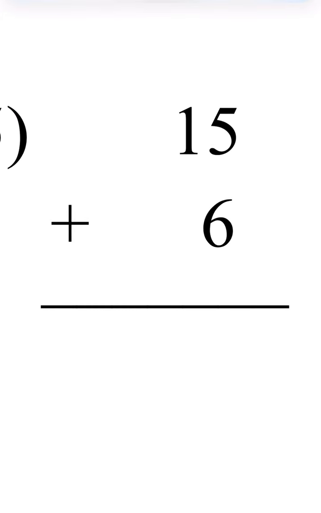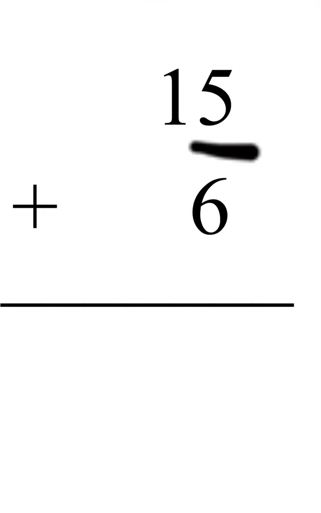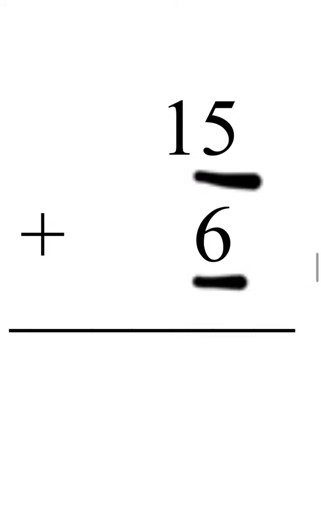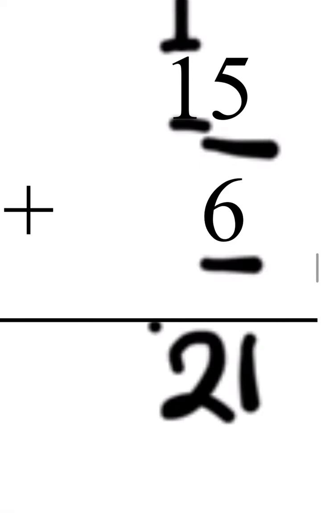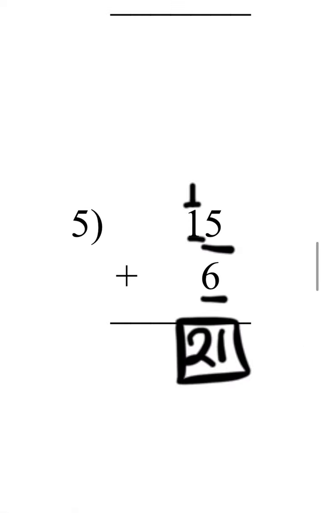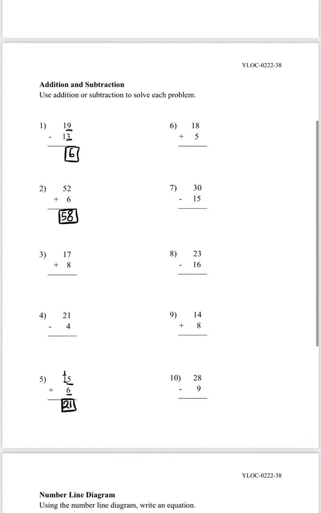For number 5, it says 15 plus 6. So 5 plus 6 is 11. However, we need to write 1 on the bottom and 1 on the top because one of the numbers is on the ones place and one of them is on the tens place. So now 1 plus 1 is 2. So 21 is the answer for number 5. Let's look at number 7.